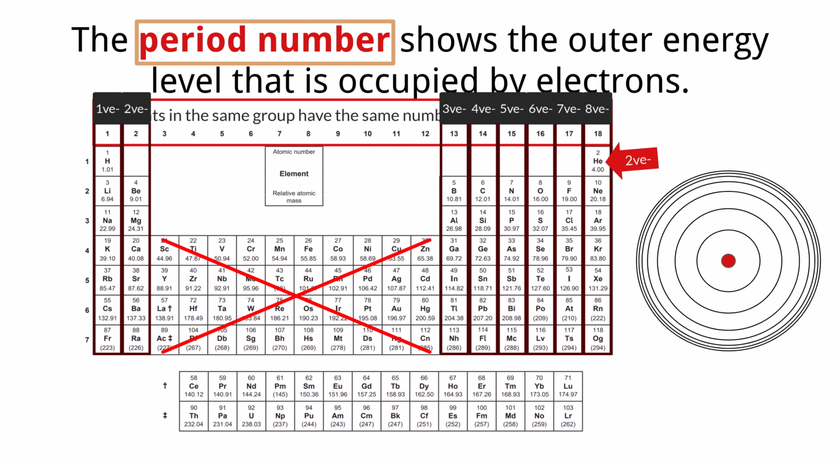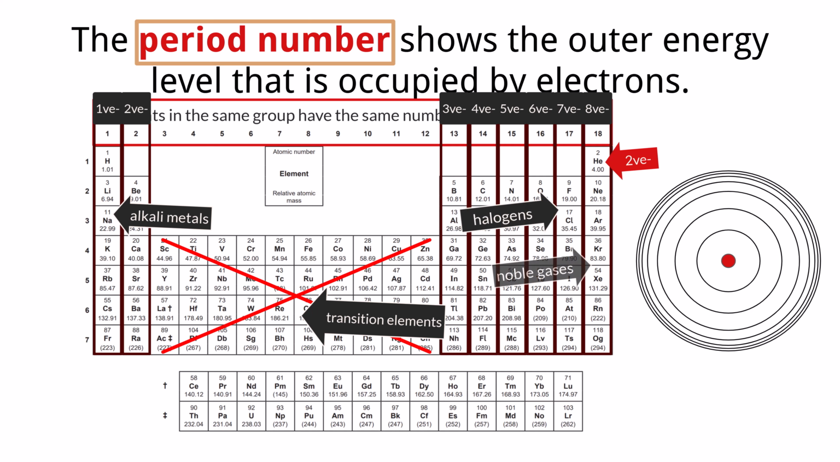The last thing to know is that a few groups have specific names that scientists use to refer back to. Group 1 are the alkali metals, groups 3 through 11 are the transition elements, group 17 are the halogens, and group 18 are the noble gases. So when you hear these terms in your classroom, you should know exactly where to look on the periodic table to reference them.